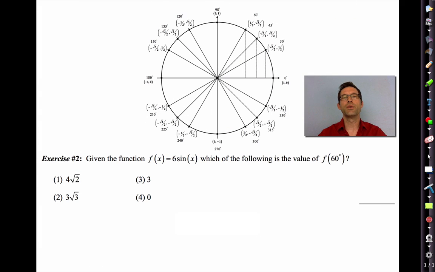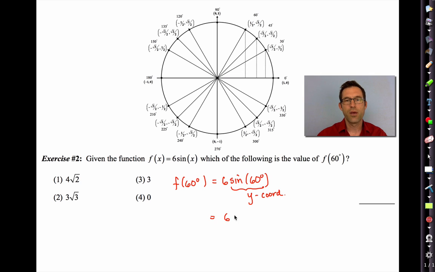Okay, now I'm going to keep reproducing that unit circle diagram. If you have a larger one at your disposal, go ahead and be looking at it. But exercise 2 says, given the function f of x equals 6 times the sine of x, which of the following is the value of f of 60? Well, this is simply function notation, right? F of 60 will be 6 times the sine of 60. What's the sine of 60? Well, that's going to be the y-coordinate when we're at 60 degrees. Here's 60 degrees, and the y-coordinate is root 3 divided by 2. The only thing else we might do is just cancel those and get 3 times the square root of 3.